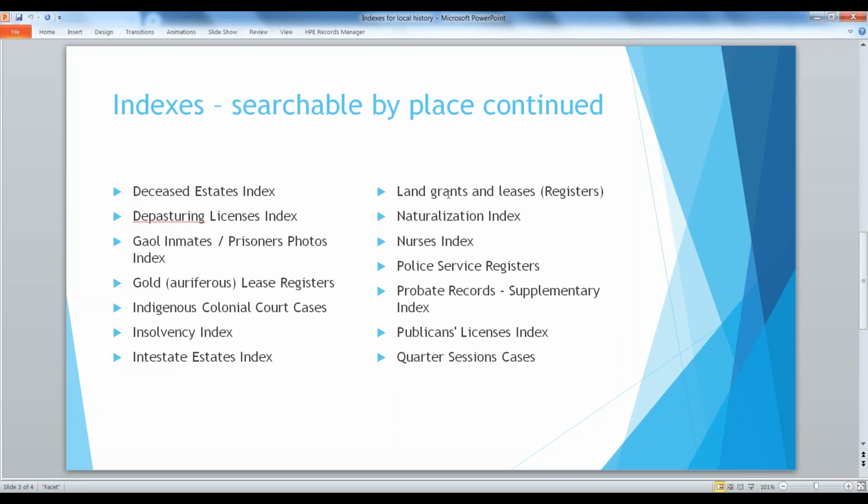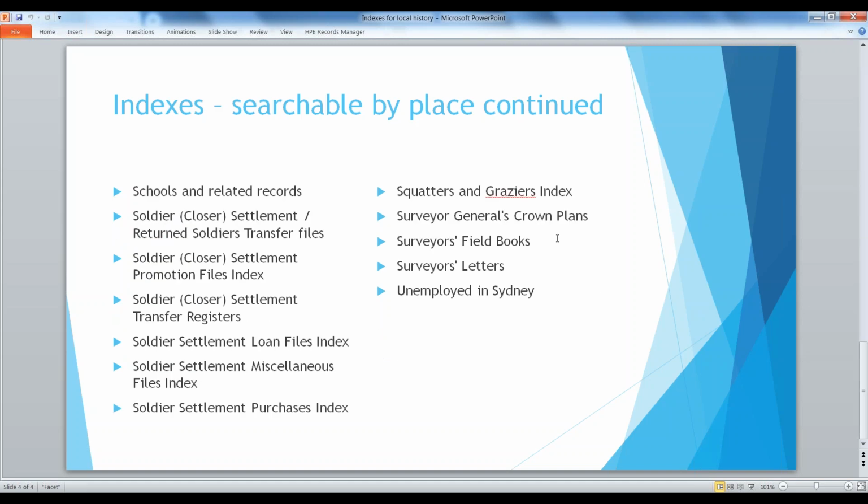Things like the depasturing licences and the land grant registers and the gold lease registers will really give you a sense of place. I've included the naturalisation index to remind me to tell you that while you can search by native place, it will be the place that the person came from. So you'd get a result for Sweden, but not a result for Dubbo.